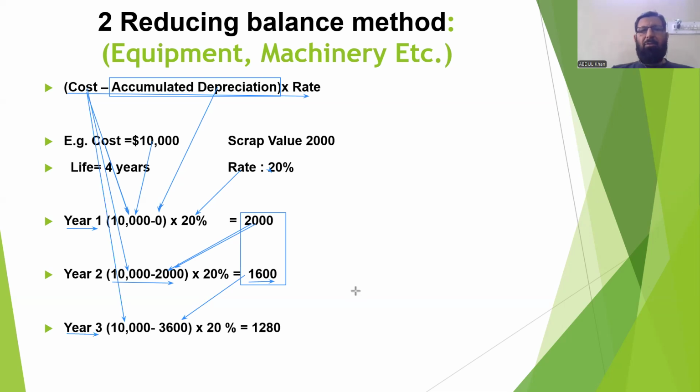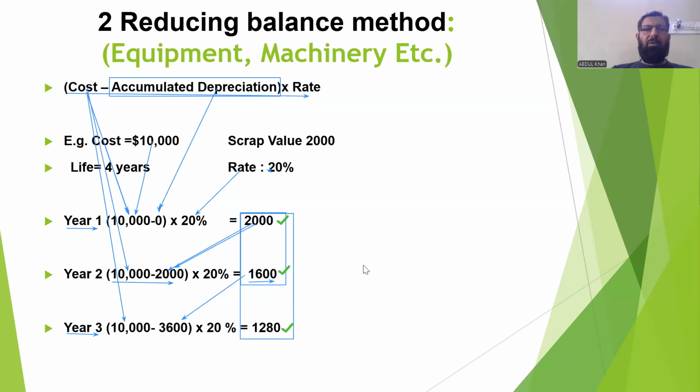Year 3 is your homework, you can do it. But how will you calculate year 3 depreciation? In year 3 depreciation, you will write the same. Year 4 depreciation, what you have to do? Same cost. But you have to write accumulated depreciation here. How much? It should be 2160... sorry, 3600 and 1280. You have to add this one and this one.